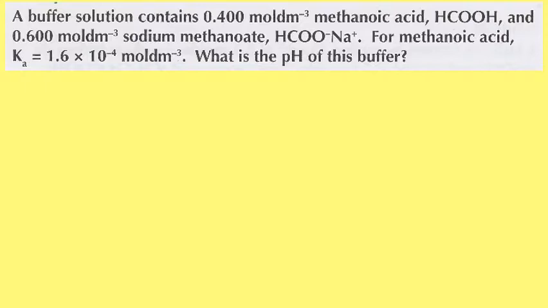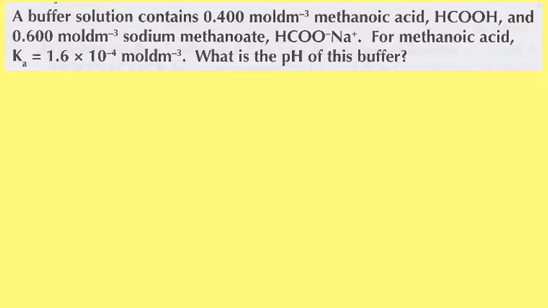So here we have a buffer solution containing 0.4 moles per decimeter cubed of methanoic acid. That's our weak acid. And it also contains 0.600 moles per decimeter cubed of sodium methanoate. That's the salt of the acid. And we're given the Ka, the dissociation constant of the acid, to be 1.6 times 10 to the minus 4 moles per decimeter cubed. And the question is asking us what the pH is of this buffer.